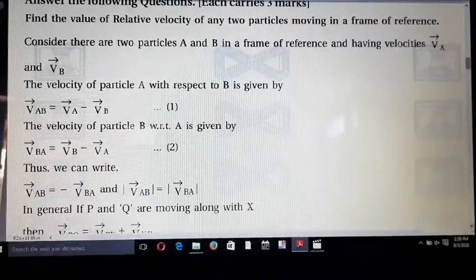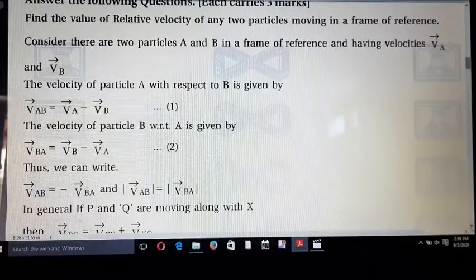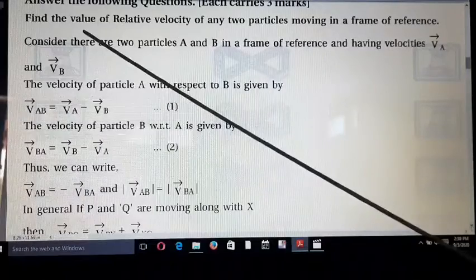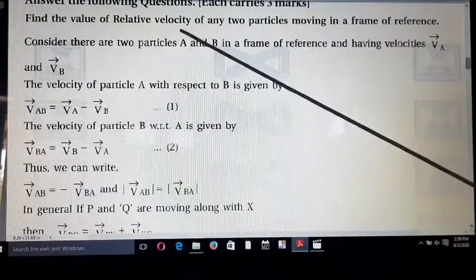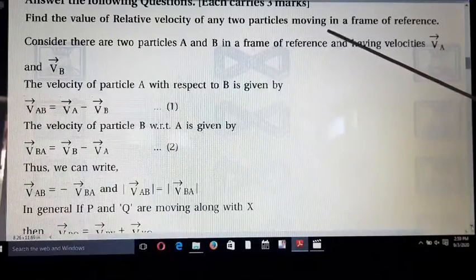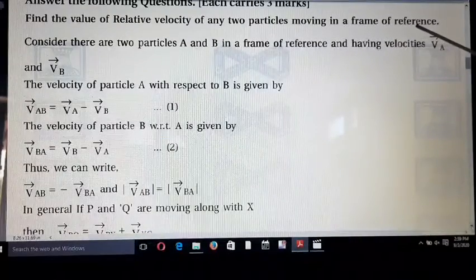Hello friends, welcome. Friends, today I teach relative velocity. Our first question is: find the value of relative velocity of any two particles moving in a frame of reference.